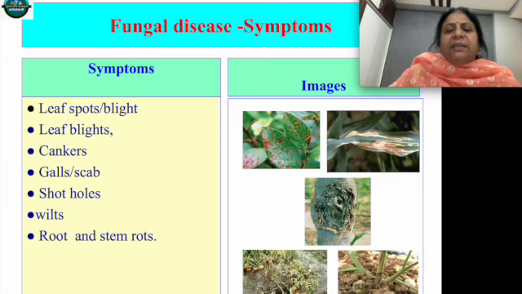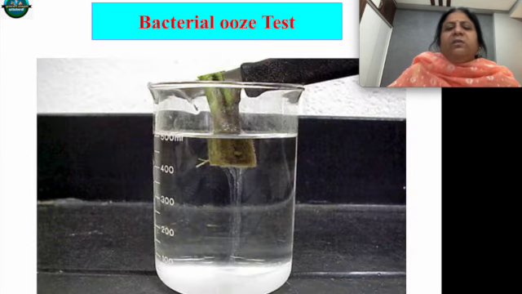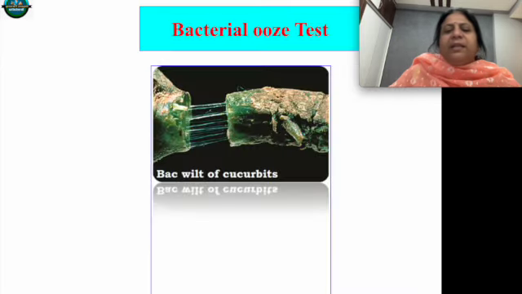So fungal disease symptoms, if you see, leaf spots, blight, leaf blights, cankers, galls, scab, shot holes, root and stem rots. Bacterial disease symptoms are leaf spot, fruit spot, canker, crown gall, blight, soft and wet rot, wilting. Some symptoms are overlapping for the fungus and bacteria. At that time we have to diagnose further what is the reason, whether it is a fungus or bacteria. Bacterial ooze test is very famous. If a microscope is not available, this can be conducted.